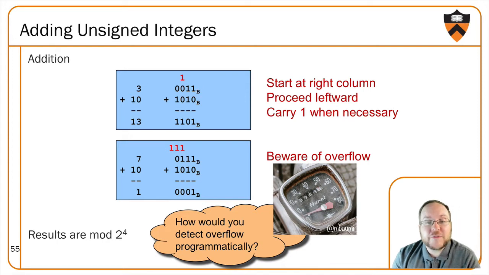So pause the video for a second and think, how would you detect overflow programmatically? If the sum is less than one or both of the addends, then there's overflow. We can't add 2 unsigned numbers and get a smaller number without there being overflow.